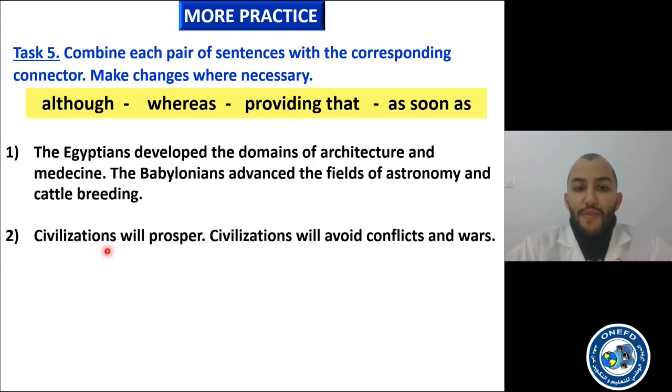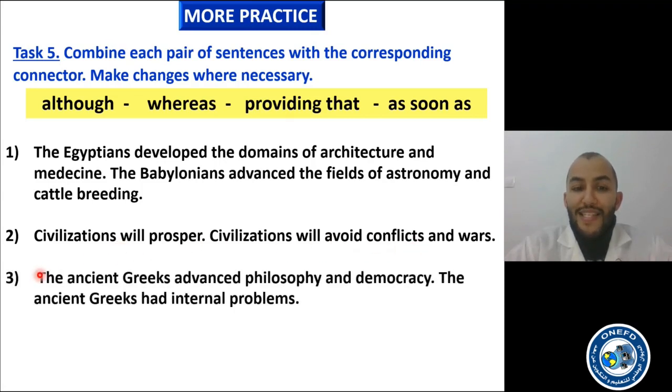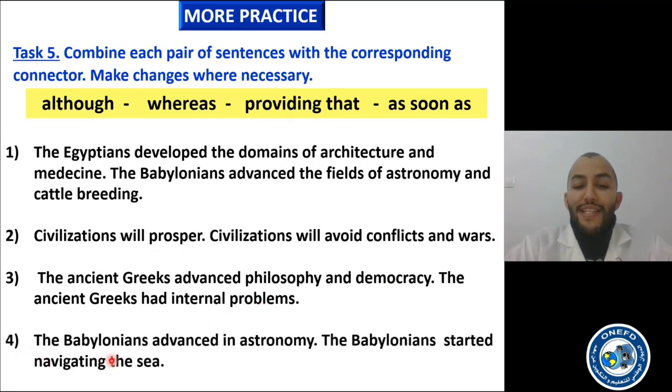Number 2, civilizations will prosper. Civilizations will avoid conflicts and wars. Number 3, the ancient Greeks advanced philosophy and democracy. The ancient Greeks had internal problems. Number 4, Babylonians advanced in astronomy. Babylonians started navigating the sea. Is that okay? All right. So again here, in these activities, take all the time you need. Pause the video and come back when you finish.